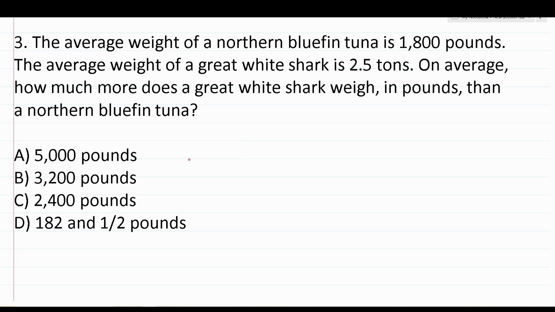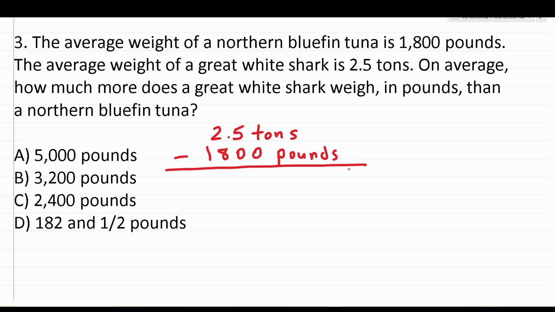All right, so at first glance, this one seems pretty easy. We're going to do the weight of the shark, which is 2.5 tons. And from that, we're going to subtract the weight of the tuna, which is 1,800 pounds, to find the difference in their weights. That said, you immediately run into a problem right here. We have the weight of the shark in tons and the weight of the tuna in pounds. Well, we want our answer, according to this problem, to be in terms of pounds.